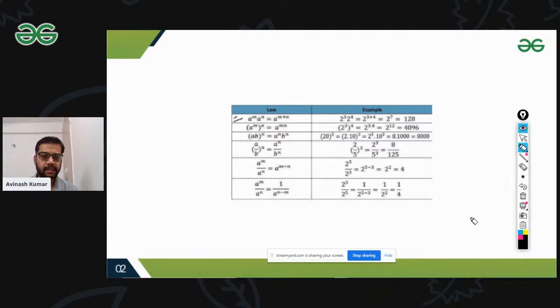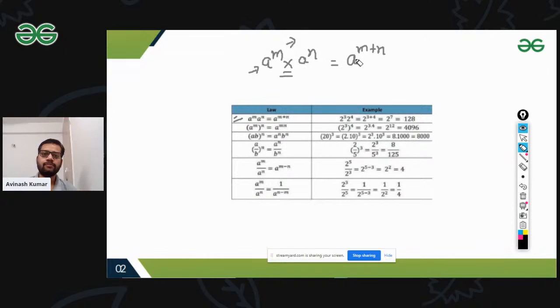It is written as a to the power m multiplied by a to the power n. Since there is a multiplication and the base is the same (this is called our base and this is called our power), we can write this as a to the power m plus n.